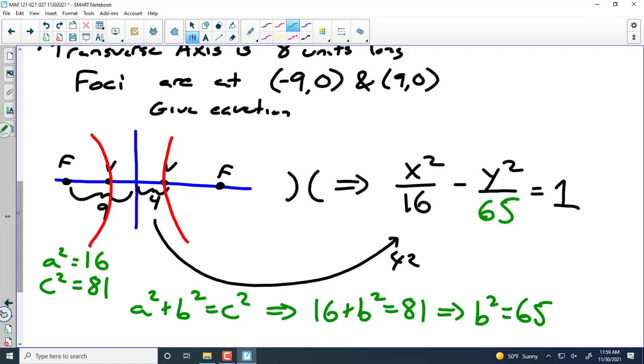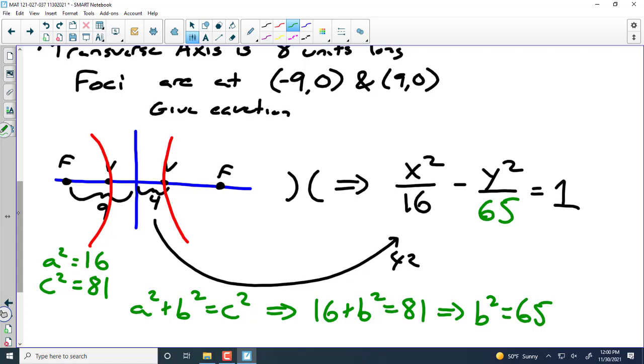After I fix that mistake up there, how are we looking? Did everyone use the fact that the foci were at -9, 0 and 9, 0 to realize that this one opened left and right? If it opens left and right, you've got to put the x squared first. Therefore, the number under x squared is going to be 4 squared, because that's the distance to a vertex. If the transverse axis is 8 units long altogether, then half of it is 4, and that's your distance to vertex.